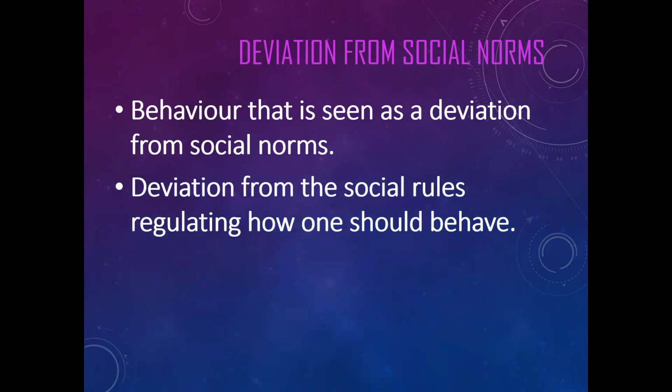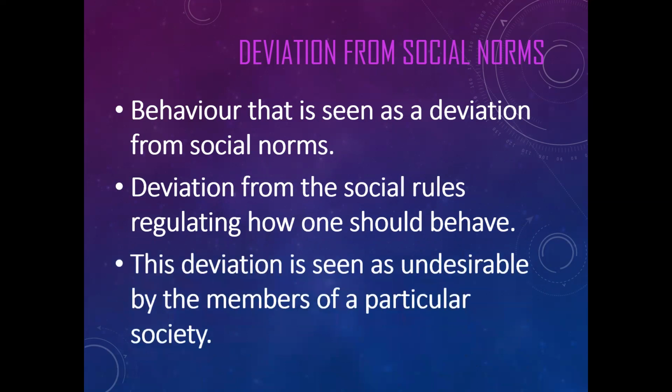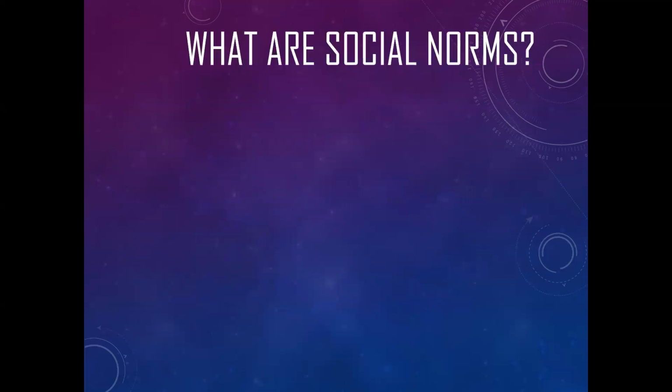Deviation from social norms means that we're moving away from the social rules that help regulate everybody's behavior within society. It's how one should behave, how everyone is expected to behave within society. And if we deviate from that acceptable behavior, it's then going to be seen as being undesirable by the members of that particular society, and therefore can be seen as being abnormal.